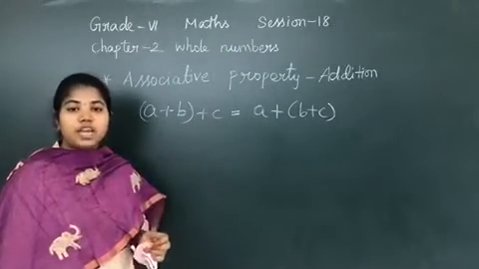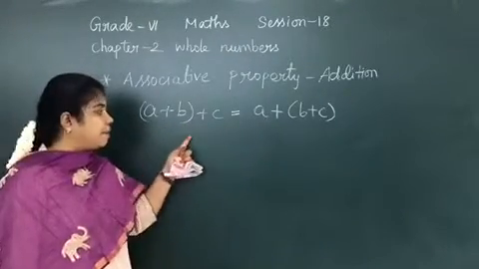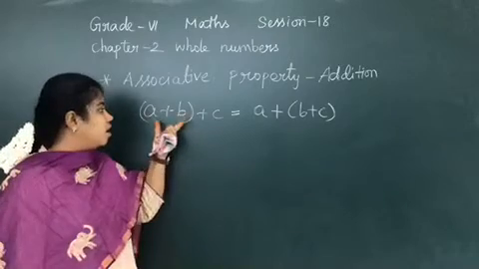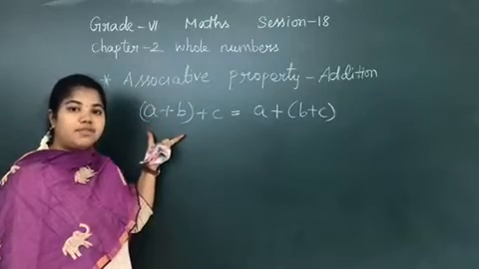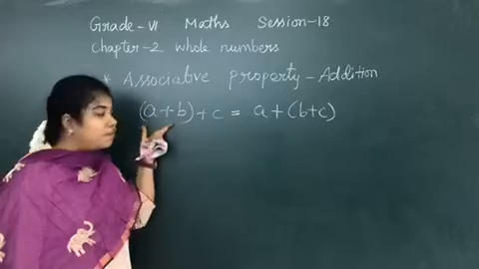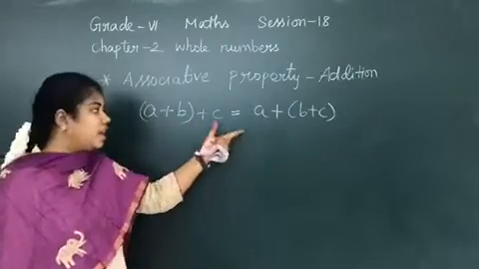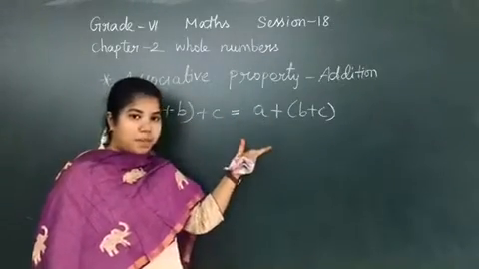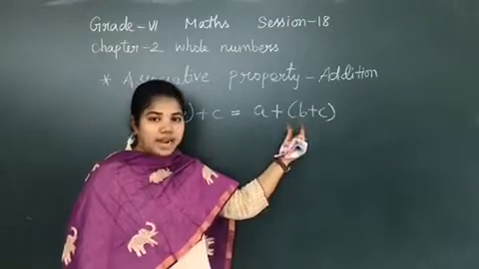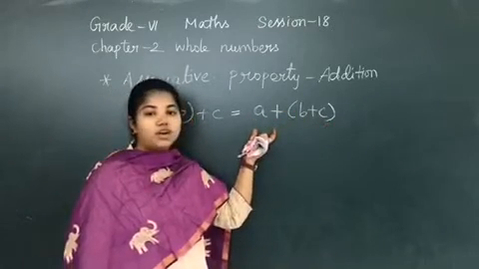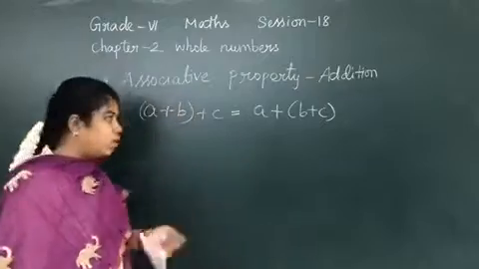Here also you are going to take three variables. For example, A, B and C are three variables. First you are going to put a bracket for A plus B. That sum is added to C. And on the right hand side, A is kept separately. B plus C is added first. Then that sum is added to A. Can you understand? Now let us see the example.